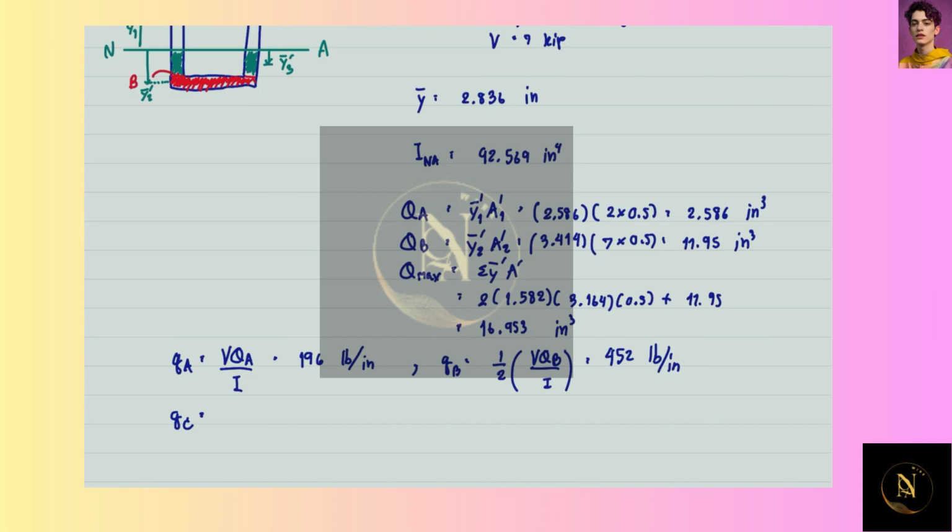For Qmax, it is 1/2 V Qmax divided by I, and it is 641 pounds per inch. And these are the answers.